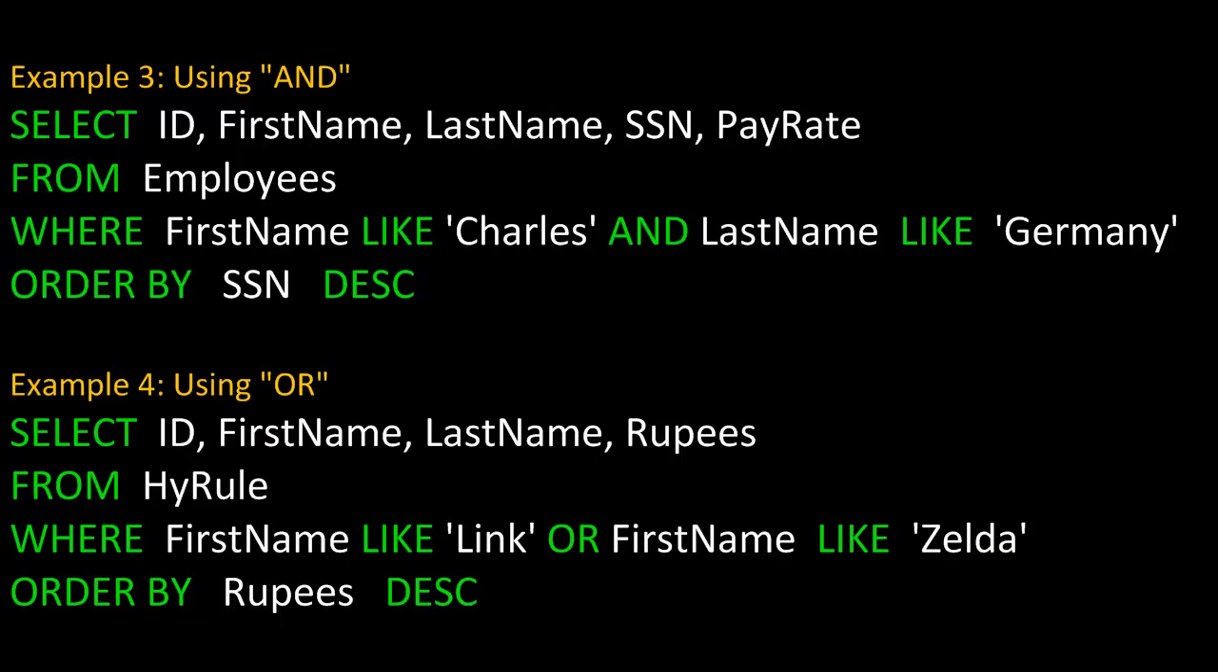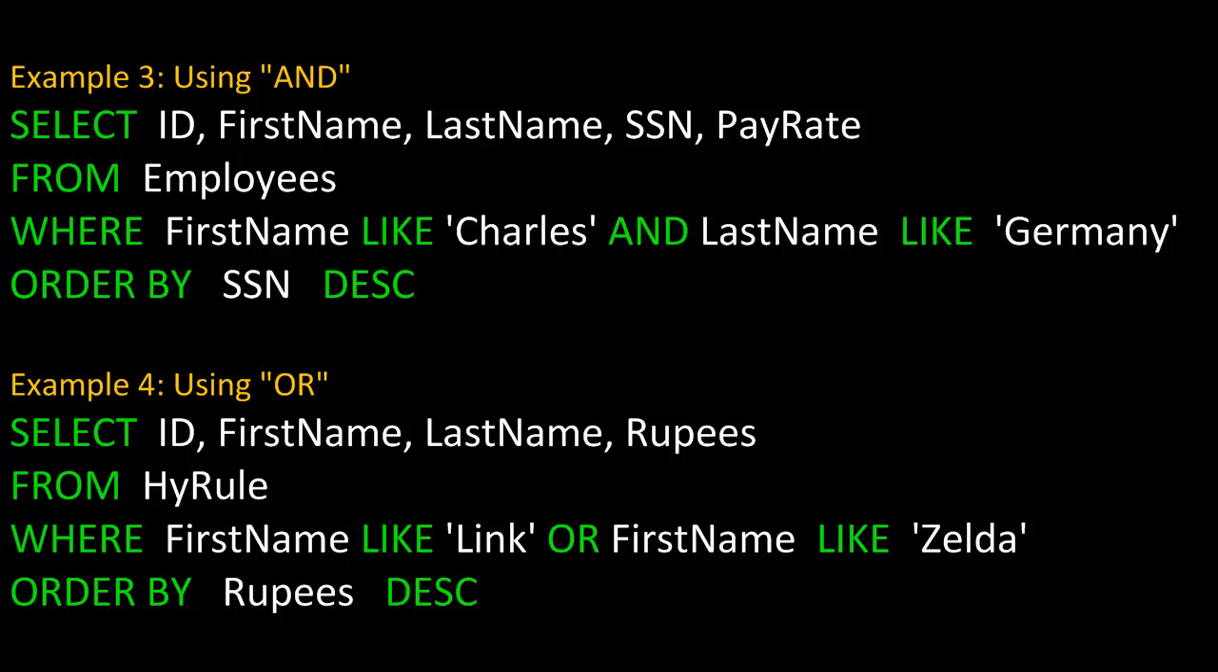In this third example, we're using the logical AND. We're going to select the fields ID, first name, last name, SSN, and pay rate from the table employees, where first name is like Charles and last name is like Germany. Remember, with logical AND, both sides have to be true. So first name has to be Charles and last name has to be Germany to create a match. Finally, we're going to order by SSN in descending order.